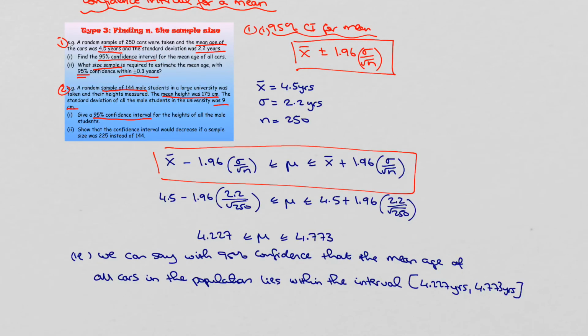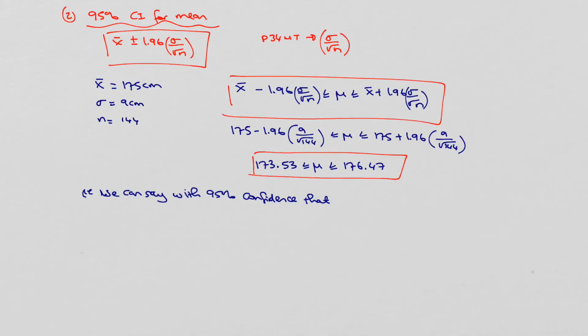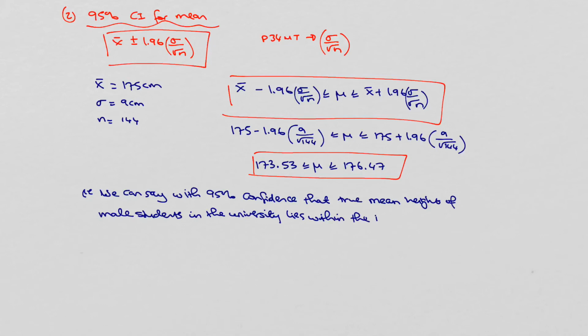let's go back, that the mean height of male students, so we can say with 95% confidence that the true mean height of male students in the university lies within the interval of 173.53 centimetres and 176.47 centimetres. It's squished there at the end.